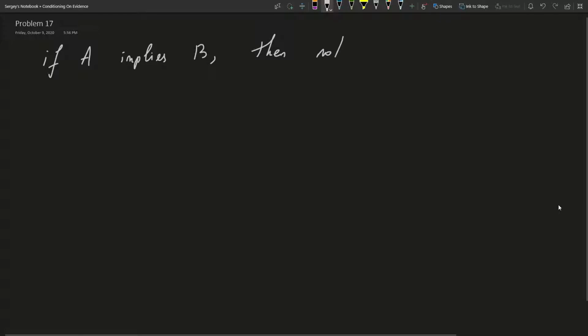In this problem, we explore the idea in mathematical logic called contrapositive, which states that if some event A implies B, then not B implies not A. So this is a statement in mathematical logic. We need to prove something similar in probability. So here's what we're trying to show.